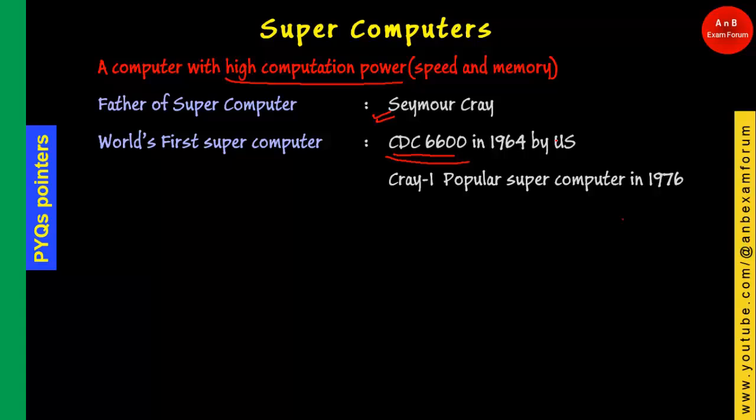The other very popular computer is Cray-1. Sometimes they will ask which of the following is a supercomputer, and in this type of question you will find Cray-1. Cray-1 is one of the popular supercomputers, from around 1976.